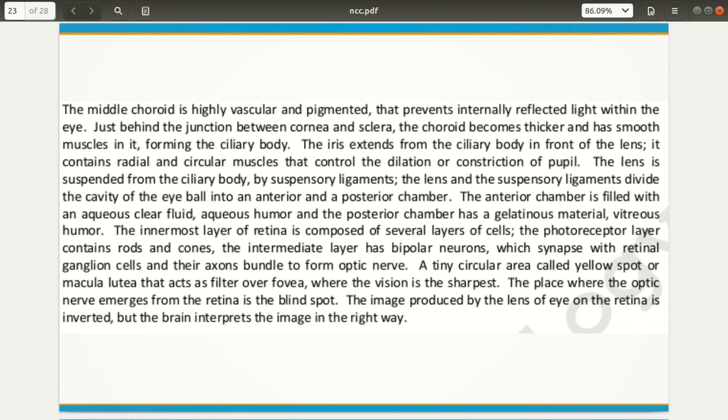The image produced by the lens of the eye on the retina is inverted, but the brain interprets the image in the upright way or the straight way.